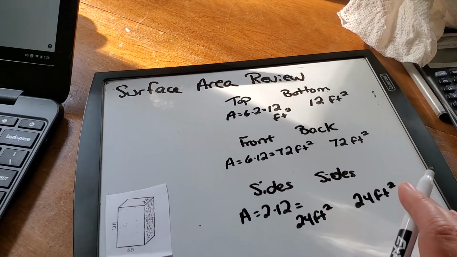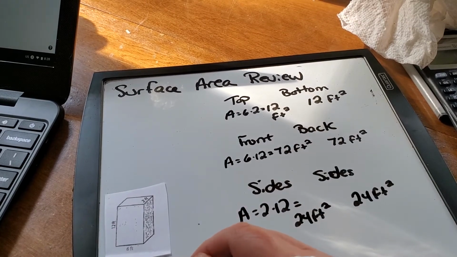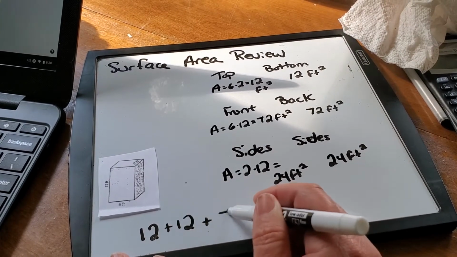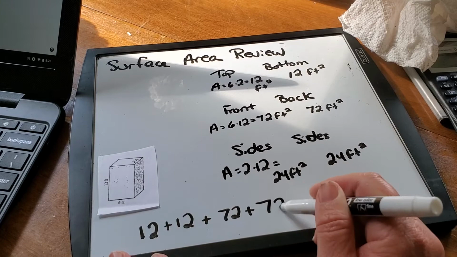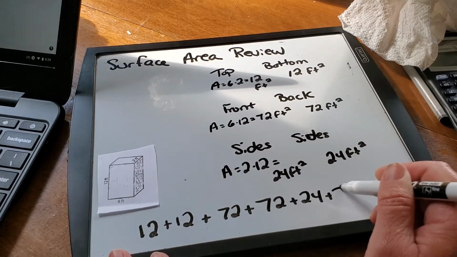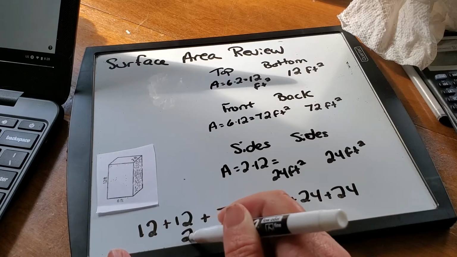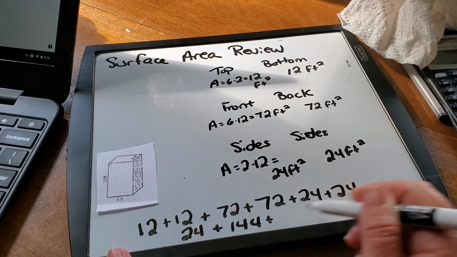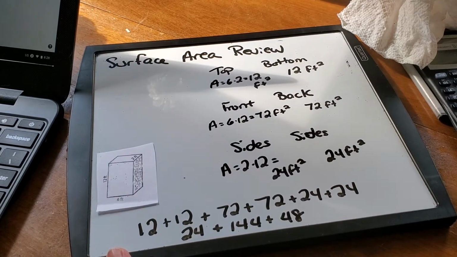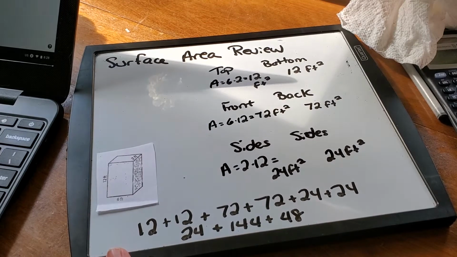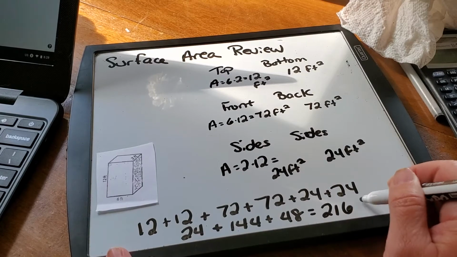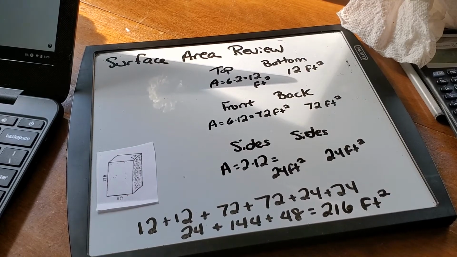So now to find the total surface area, I can just add up my 12. Oops, you can't see that. 12 plus 12 plus 72 plus 72 plus 24 plus 24. So 12 plus 12, or 12 times 2, is 24. 2 72s is 144. 2 24s is 48. Add those up. 24 plus 144 plus 48 is 216 square feet. That's the total surface area of the box. We're just finding the area of each face and adding it up.